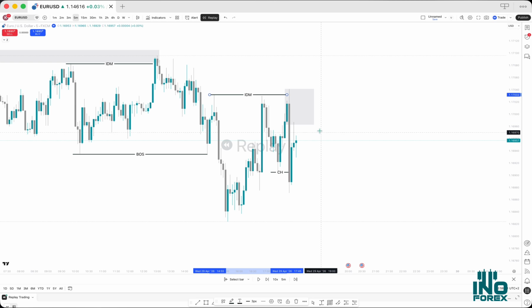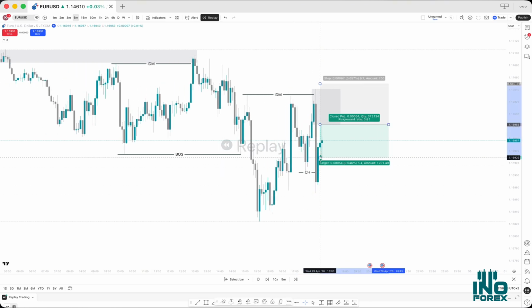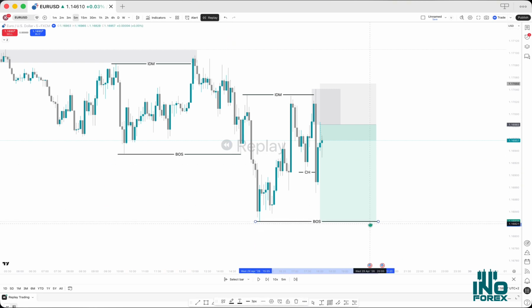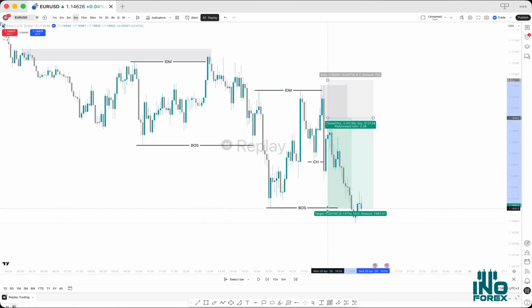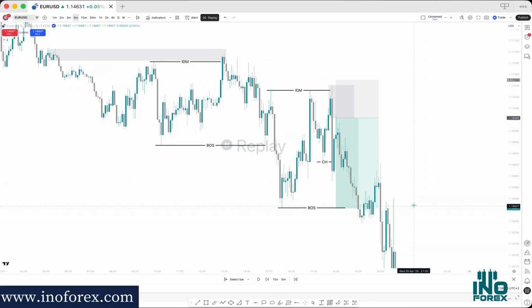So because the market already takes liquidity and sweeps inducement, we are going to take a trade from this order block. We place our order at this order block and we set our stop loss above this high. And for TP, we set our TP to the lower low. This is our next lower low. So as you see, our market hit the take profit.